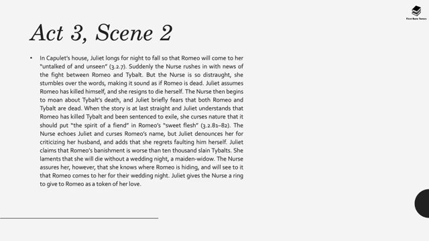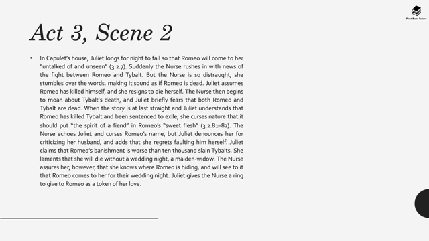In Act 3, Scene 2, in the Capulet house, Juliet longs for the nightfall so that Romeo will come to her, untalked of and unseen. Suddenly, the nurse rushes in with news of the fight between Romeo and Tybalt. The nurse is so distraught, however, that she stumbles over her words, making it sound as if Romeo is dead. Juliet assumes that Romeo has killed himself, so she resigns to die herself. The nurse then begins to moan about Tybalt's death, and Juliet briefly fears that both Romeo and Tybalt are dead.